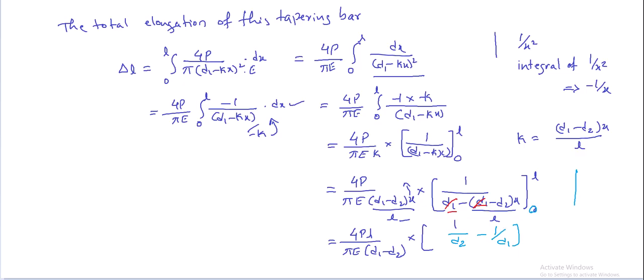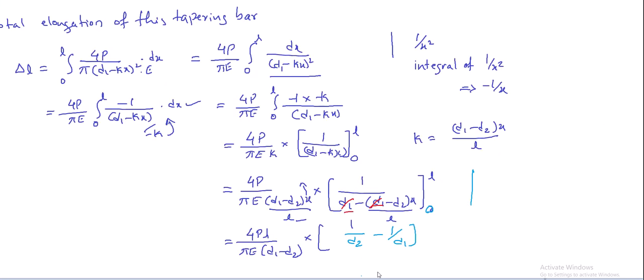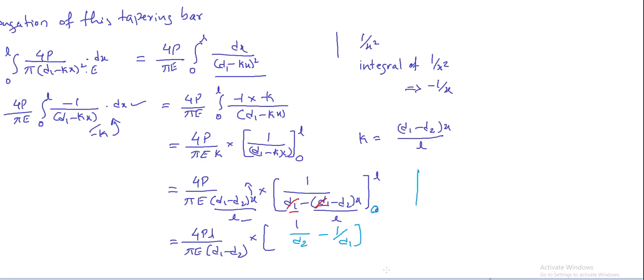Now the equation can be written as 4PL by pi E (d1 minus d2) times (d1 minus d2) by d1 d2, which is nothing but 4PL by pi E d1 d2. This is the total elongation of a circular tapering bar. Thank you.